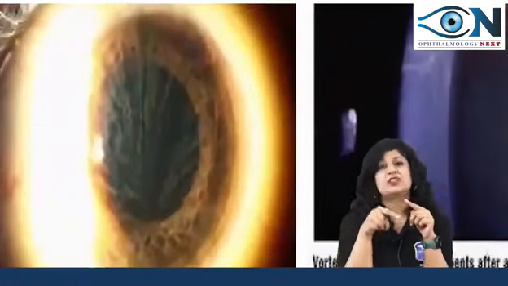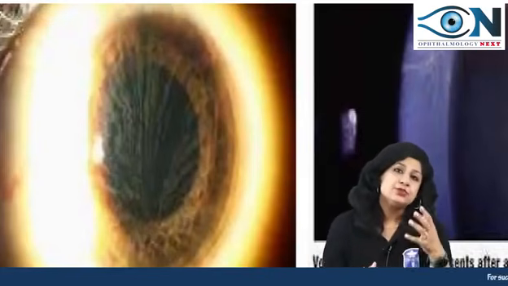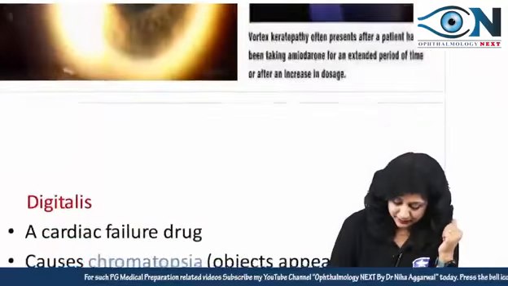This is your cornea verticillata. Can you see the vertical striations? These are the whorl-like deposits which are present on the epithelium, and this person mostly is either asymptomatic or may have some amount of glare that can be due to these deposits on the epithelium. So that is called cornea verticillata, right?